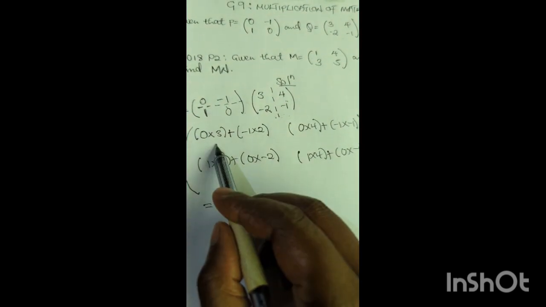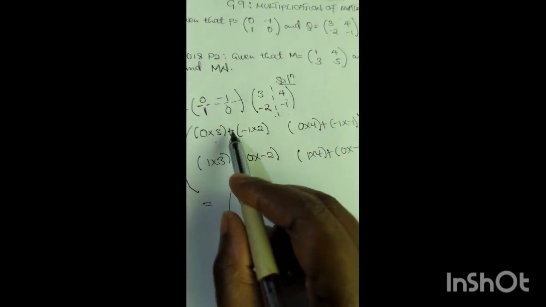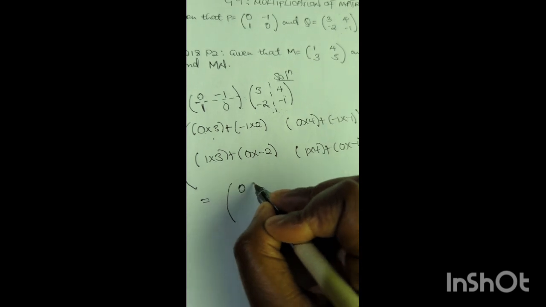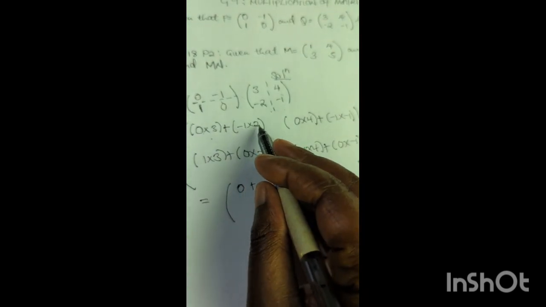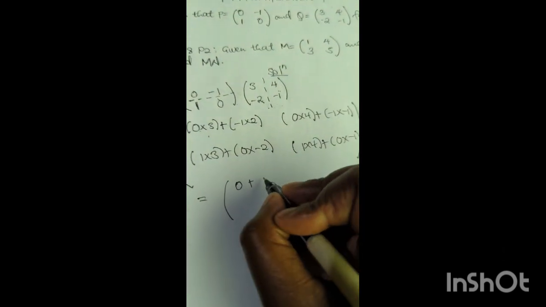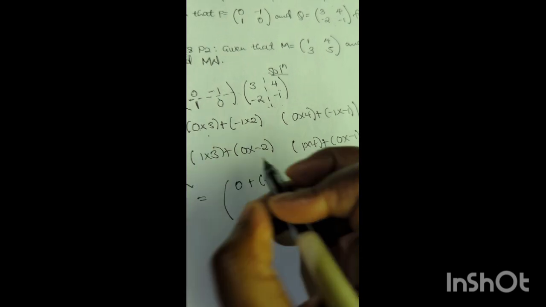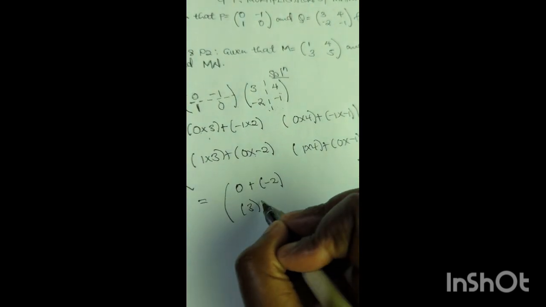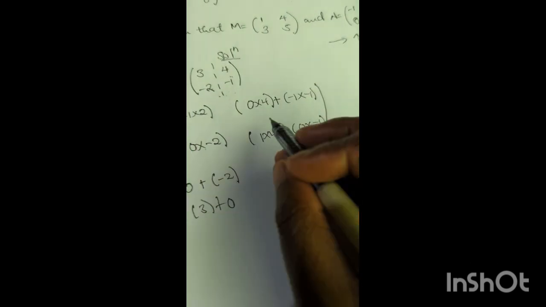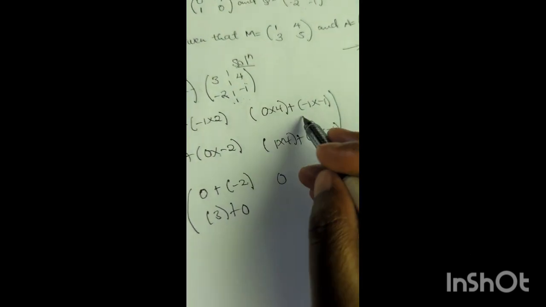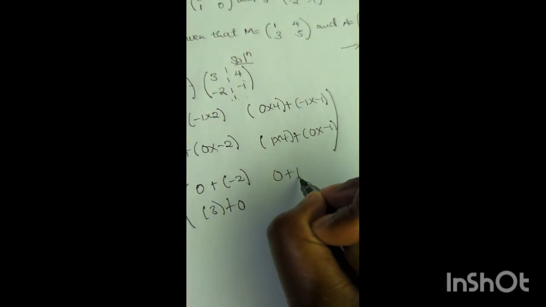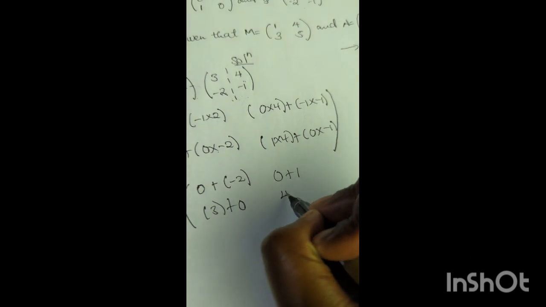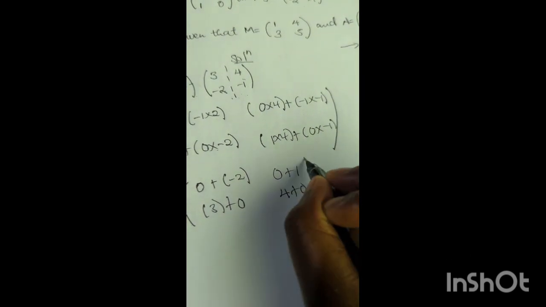So 0, any number multiplied by 0 is a 0. So 0 by 3 gives me a 0 plus negative by positive, negative. So plus -2 there. 1 by 3 here, this is 3. Any number multiplied by 0, 0. Again there I'm going to have a 0, negative by negative, positive. Then here 1 by 4, 4.